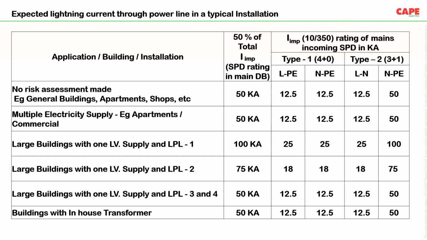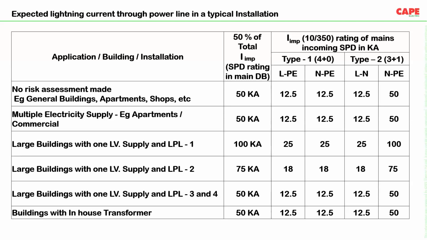Similarly, in case of a 4+0 connection, where all three lines and the neutral are directly connected to earth, this 100 kA current will be divided into three lines and one neutral path. Hence, per path or per pole, the impulse current should be 25 kA. Similarly, in case of level 2, the expected impulse current would be 75 kA. So line to neutral and line to PE in 4+0 and 3+1 connections would be around 18 kA, whereas neutral to PE in a 3+1 connection would be around 75 kA.